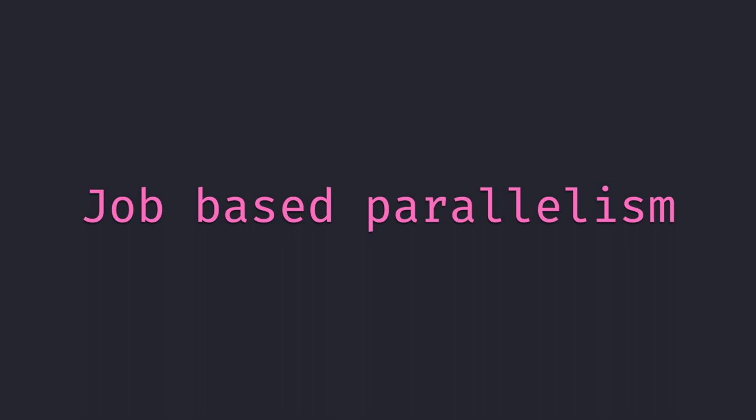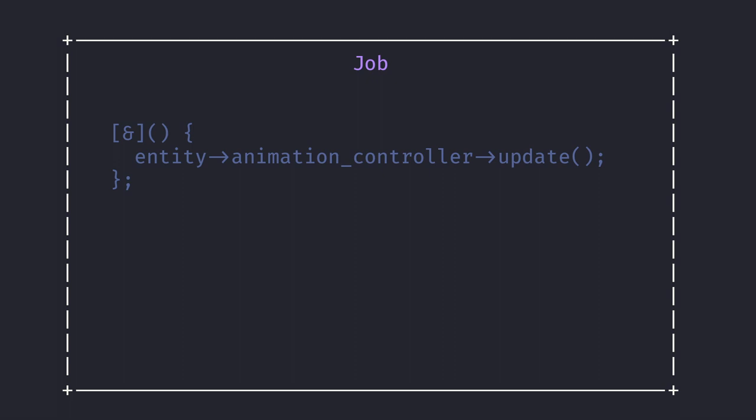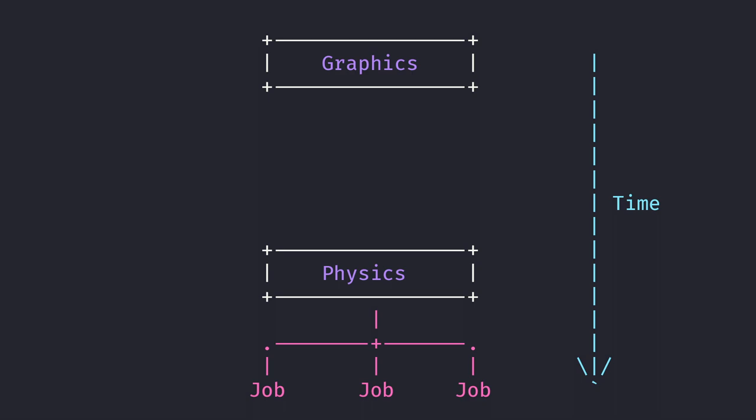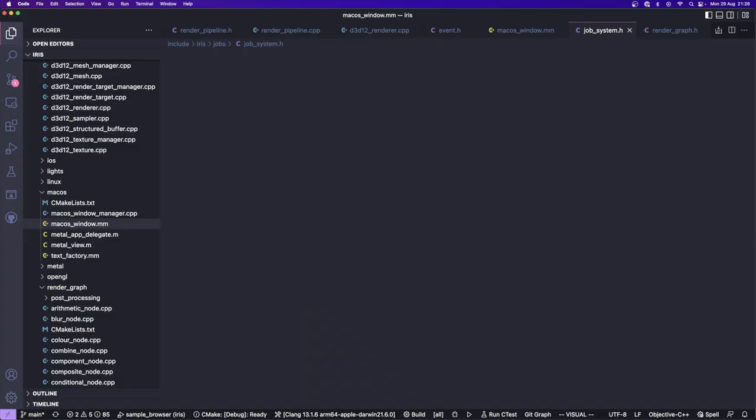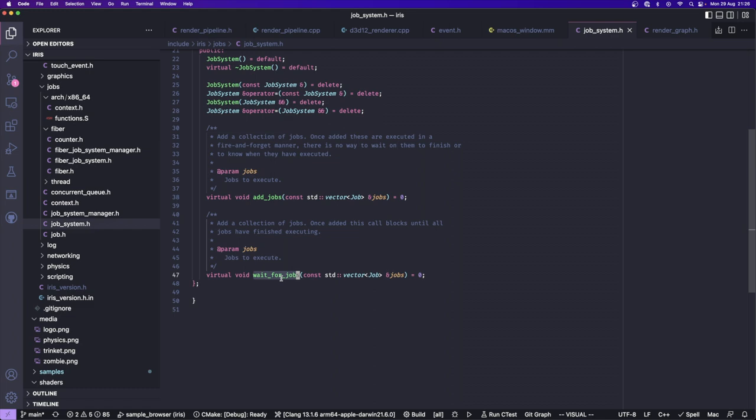For Iris, I went for job-based parallelism. The idea is that you create jobs, which are just functions, and they get executed by any available core. So whilst graphics and physics might get executed in series, they can each make full use of all the cores during their update turn. The jobs API is very simple, and you can either add jobs, which is fire and forget, or wait for jobs, which blocks and waits for all the jobs to finish.